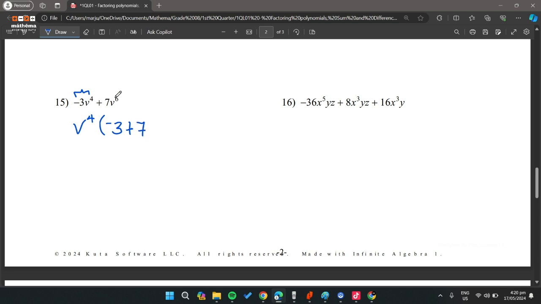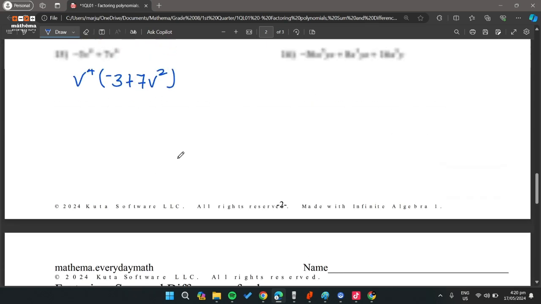Then sa kabila, we have plus 7. And then, V exponent 6 divided by V exponent 4, that is just V squared. So that will be now our answer. So we have V exponent 4 times the quantity of negative 3 plus 7V squared. Alright. Let's have number 16, the last of this kind, and then we'll do sum and difference of cube.